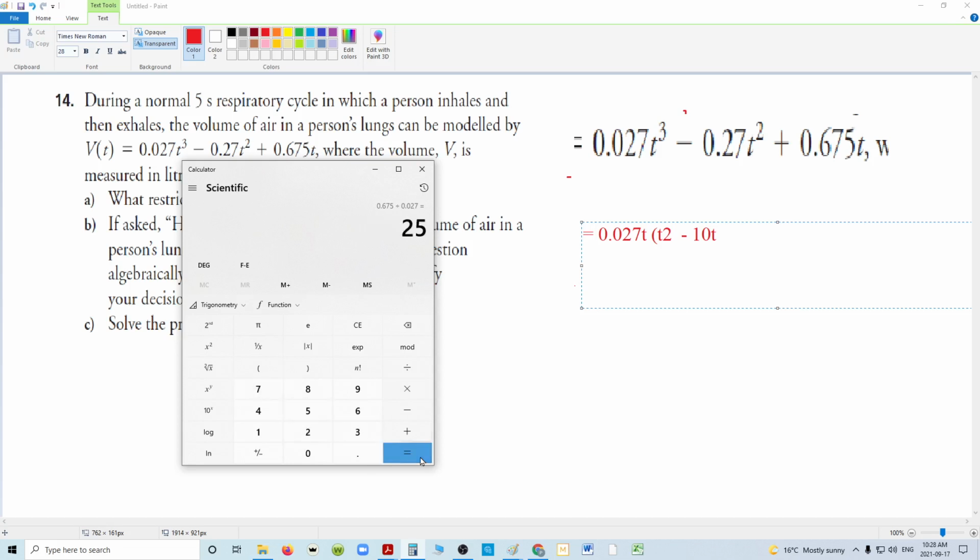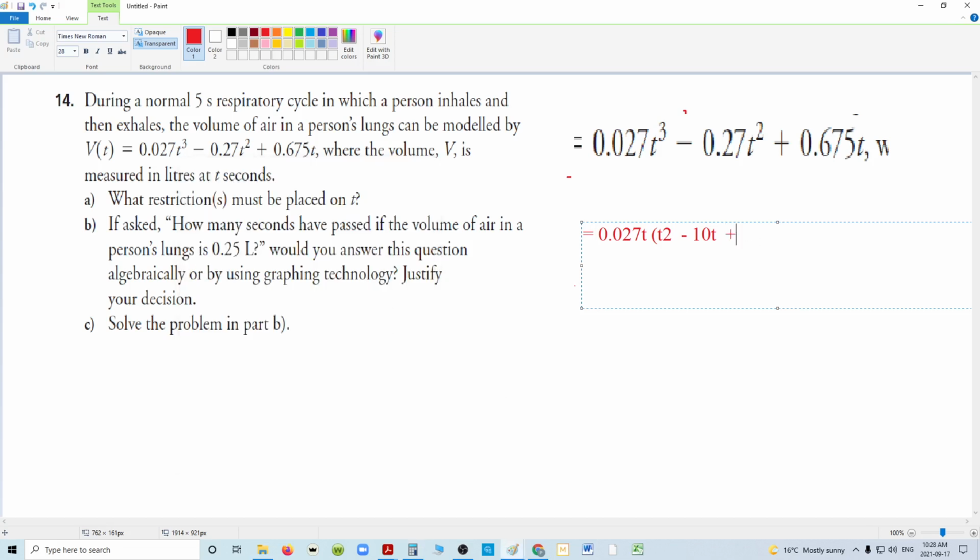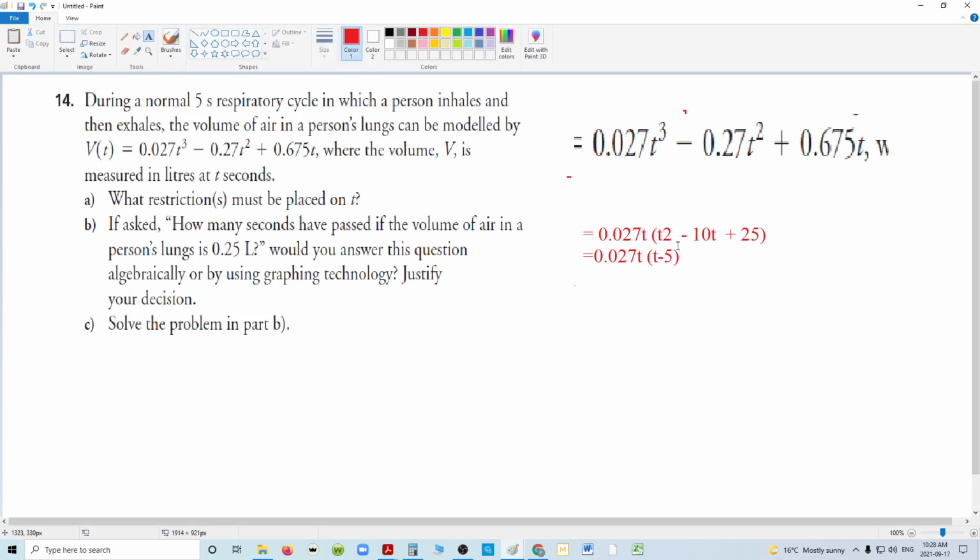You get a lovely 25. So you can see once you factor out that number, you get a very factorable equation. So the answer to B would be, I'm going to use algebra once I simplify it. If I can't simplify it, I'm going to use graph. And I can see right away I'm talking about t minus 5 squared. It's a perfect square, which makes sense.